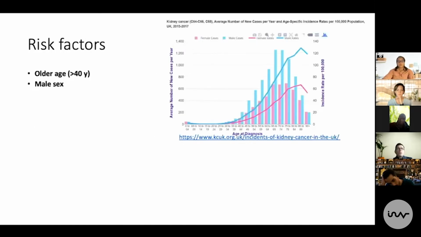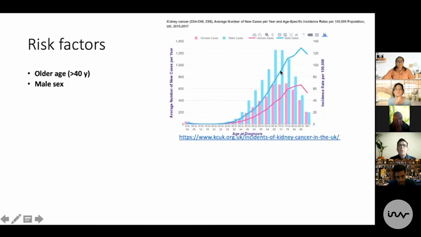From the risk factors of renal cancer, you can see here an age-related appearance. So this is the average number of new cases per year and the age at diagnosis. And you can see a small peak here for Wilms tumor because the nephroblastoma is actually a genetic cancer appearing in newborns and young children. And then actually renal cancer is very rare before the age of 40. And there is a peak between age of 60 and 70.